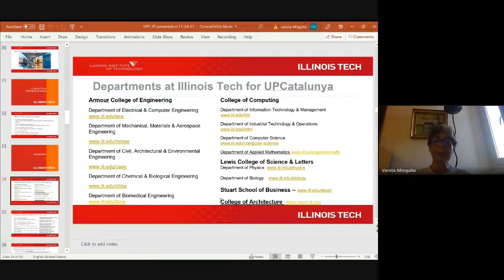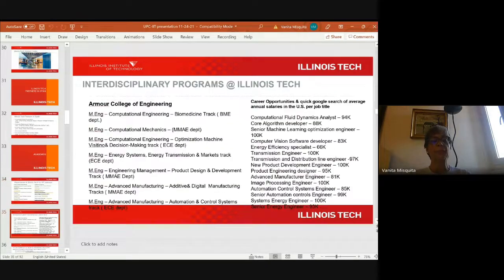As I mentioned earlier, if you're interested in Stuart School of Business, and if you're from the School of Teleco, Industriales, or any other school, make sure that your school is okay with your choosing any of the master degree programs offered by the Stuart School of Business.